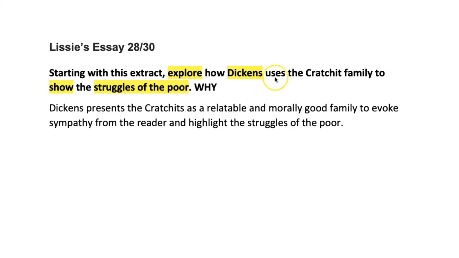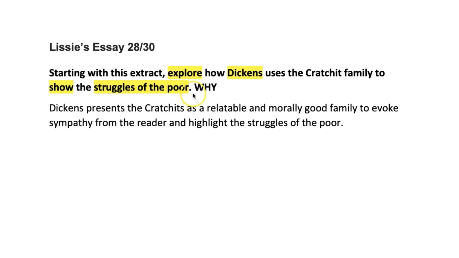So, how does Dickens use the Cratchit family to show the struggles of the poor? Now this is the tricky part. The examiners will only ask you how the author shows something, and that's really annoying. So yes, you're going to show exactly how Dickens illustrates, shows, portrays the struggles of the poor. But that isn't going to get you the very top grades.